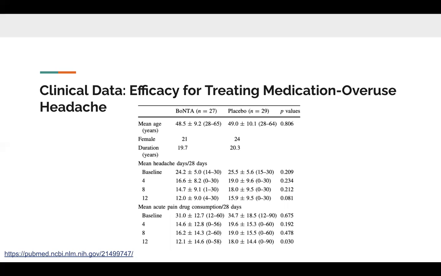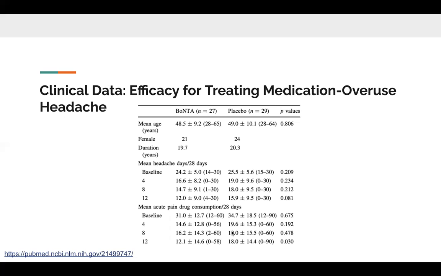So these are results of a double-blind randomized placebo-controlled study. Those given Botox consumed fewer analgesics than those given the placebo on average. So that's this mean acute pain drug consumption. As you can see, all these values are lower than the placebo values.